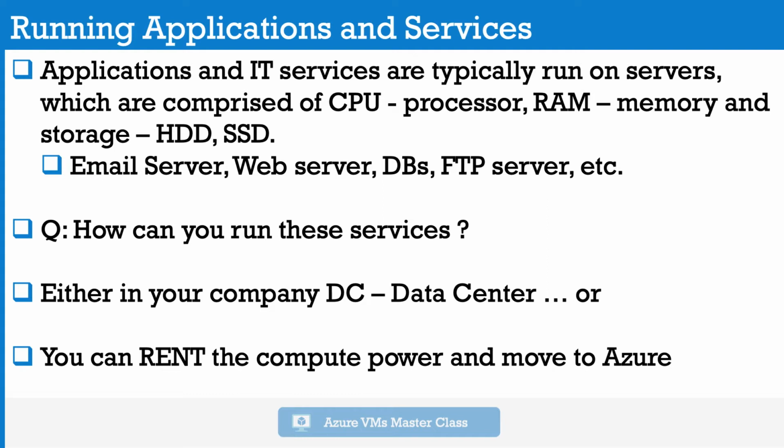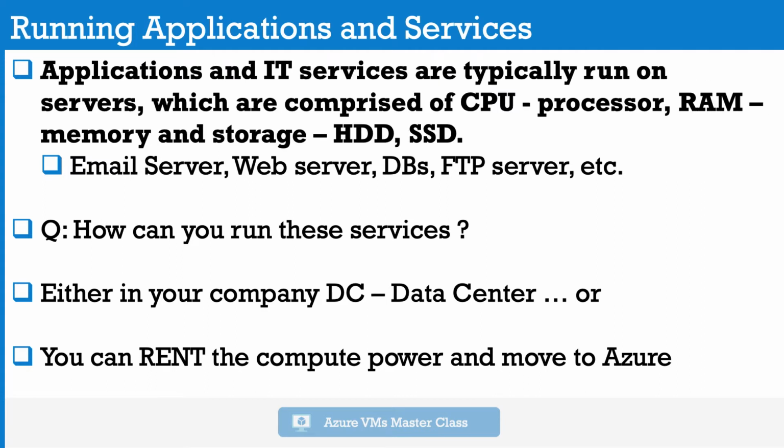Next, let's discuss the applications and services that a company needs to run on a daily basis. Either a small startup or a large enterprise, companies need to run applications and services for their business. And the applications and services are typically run on servers, which again are comprised of CPU, RAM, and storage. Data can be stored on hard disk drives, the HDD, which represents the legacy version, or on the newer version, the SSD, solid state drives, which are actually faster but of course more expensive as well.